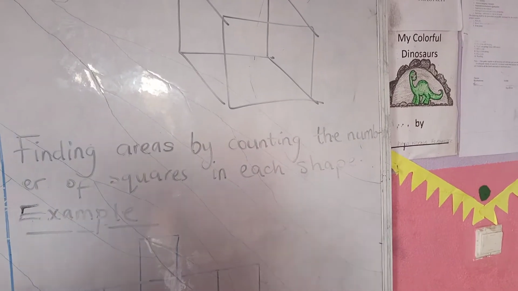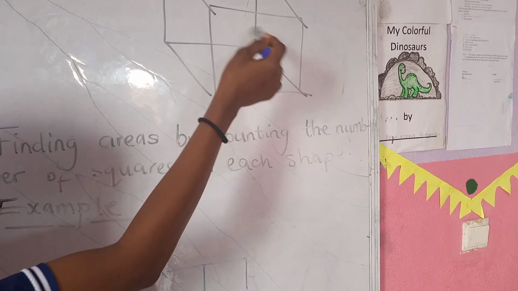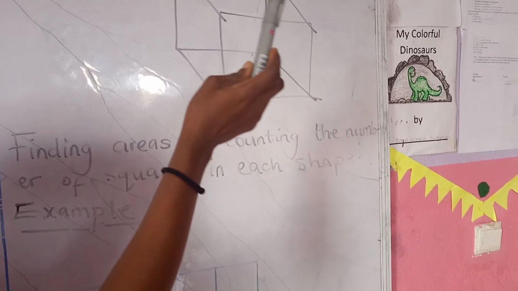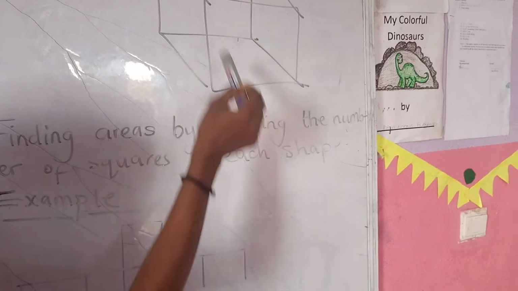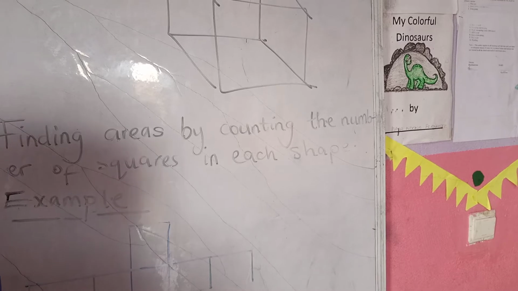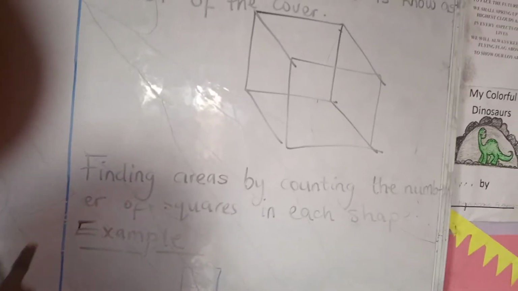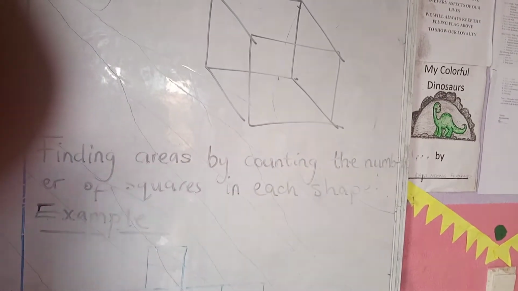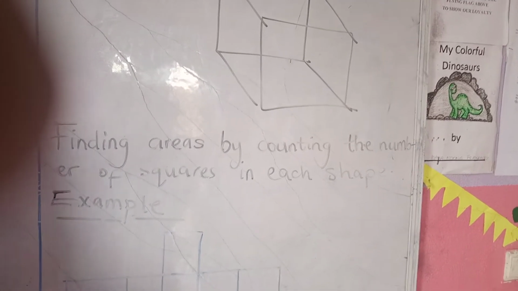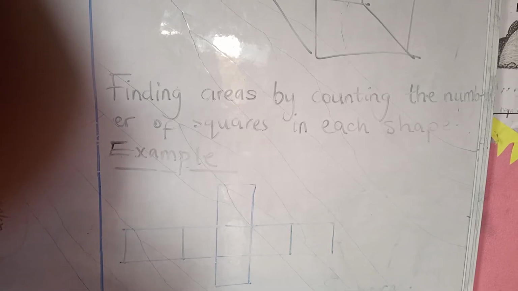Okay? Look at this box that I drew here. Look at it. You can see we have many squares in the box. If we count, this is 1, 2, 3, 4, 5, 6. We have 6 squares in this box that I drew on the board. Now let's start finding areas by counting the numbers of squares in each shape.